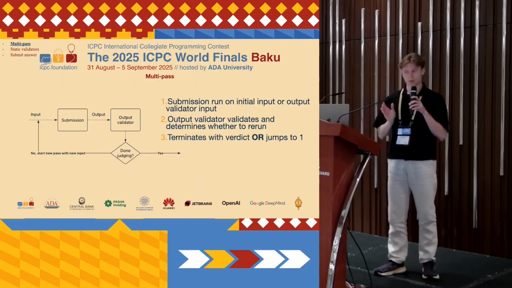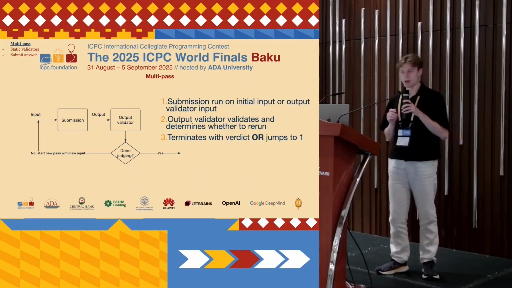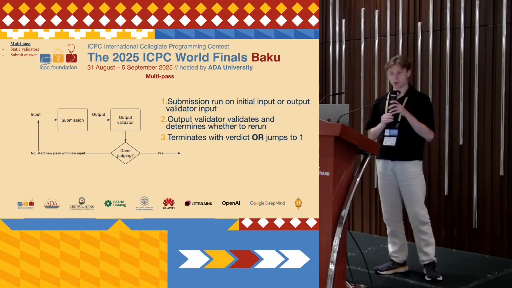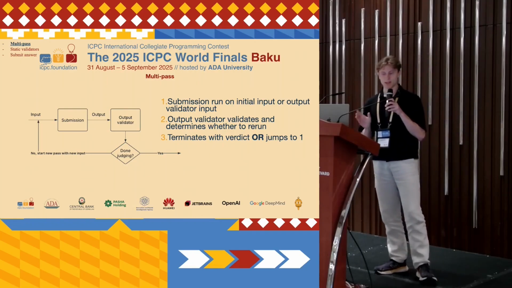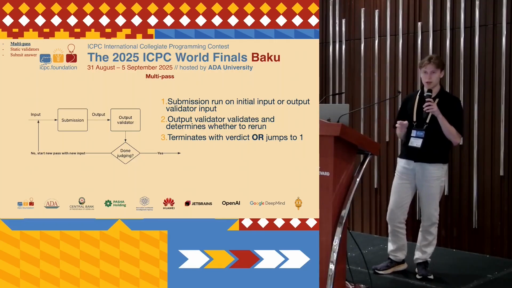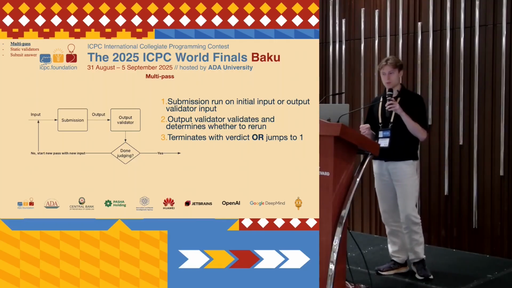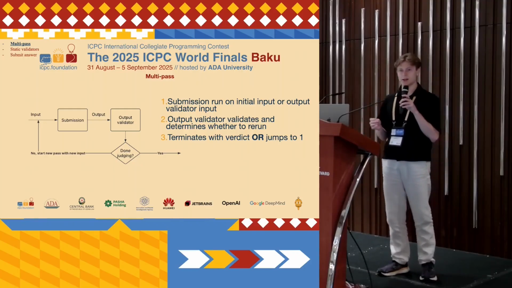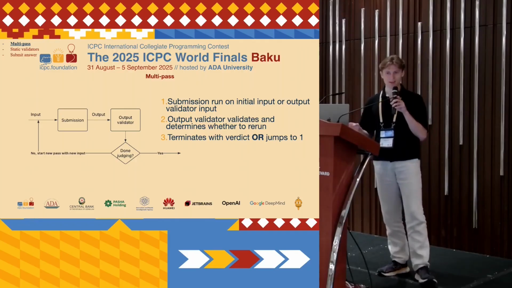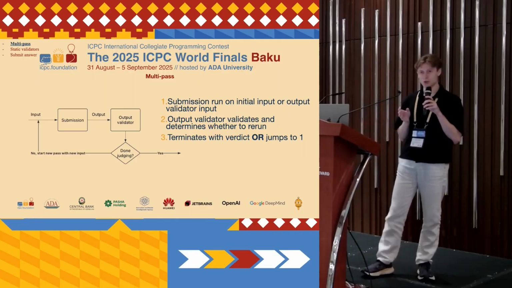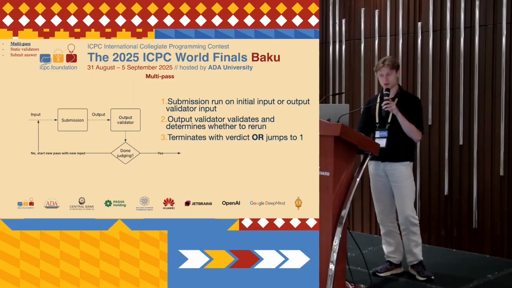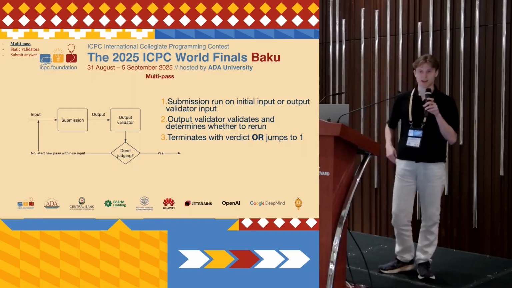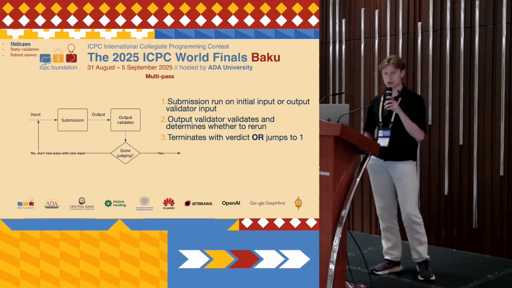Now with all this information, we can move on to the big three. So we start with multipass. Multipass runs similarly to a normal problem at first. You have your submission, it takes in input and produces an output. The output validator looks at the output, but instead of just giving a verdict like earlier, it can now decide that, no, we should actually run your program again and create a new input. It creates a new test case to run your submission on. And it continues this loop until it decides that it has a verdict for your submission.